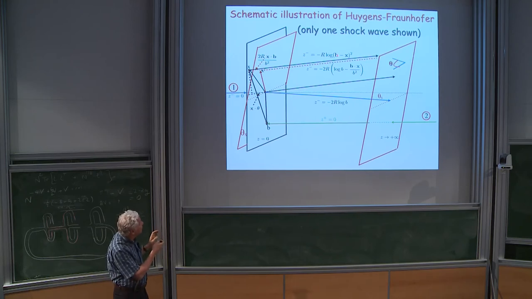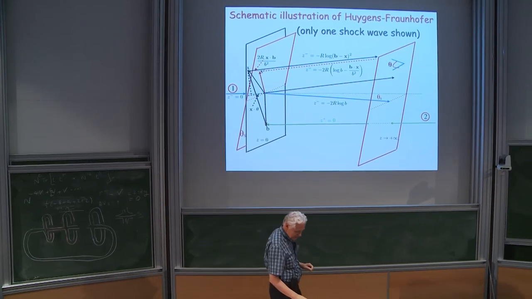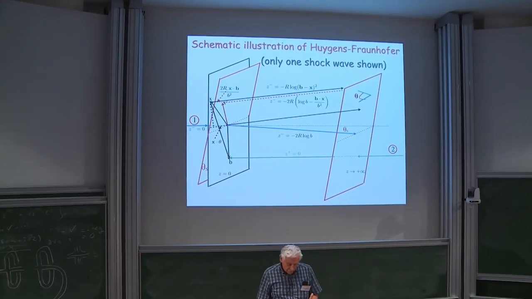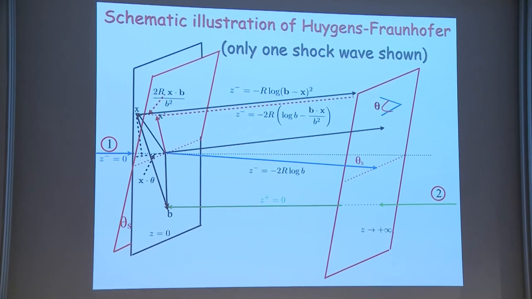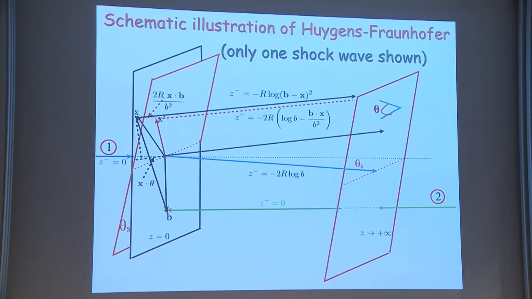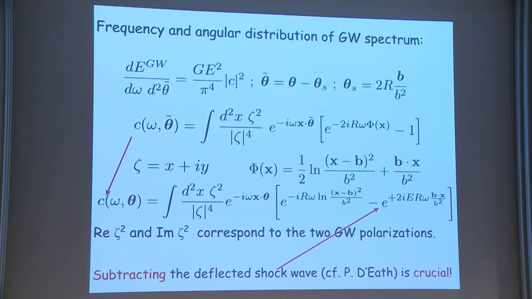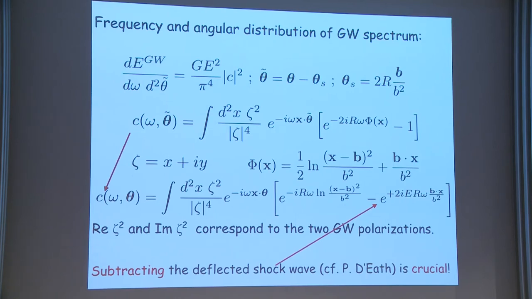So this is this log of b minus x squared. Now, you have to combine all these waves, and you have to subtract the contribution from the shock wave. So you have to look at the metric, but then subtract the contribution to the metric coming from the shock wave, because that has nothing to do with radiation, okay? That would be there anyway. So this is the formula. It's not very simple, but it's not very complicated either. I can write it in, as you can see, in one slide. There is a little bit of notation.